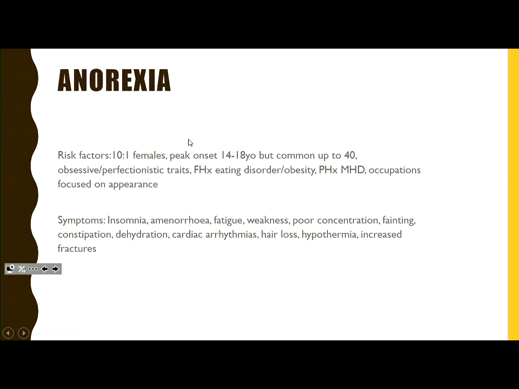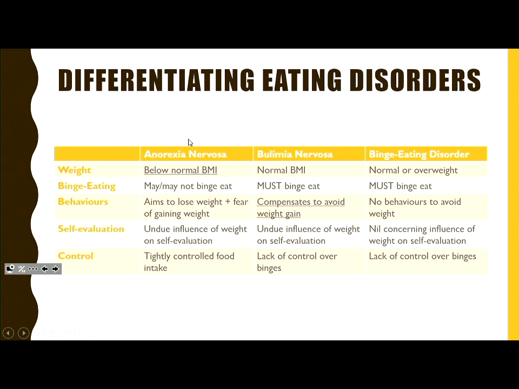In terms of differentiating them, I've made a little table to summarise. But the key things you'd want to look for in a MCQ would be, for anorexia, you're going to have the below normal BMI. For bulimia, you have the binge eating, but you also have the compensation to avoid weight gain. Whereas in binge eating disorder, which is another smaller condition, you binge eat, but they don't compensate for it. So they often end up being overweight because they're eating the extra food.